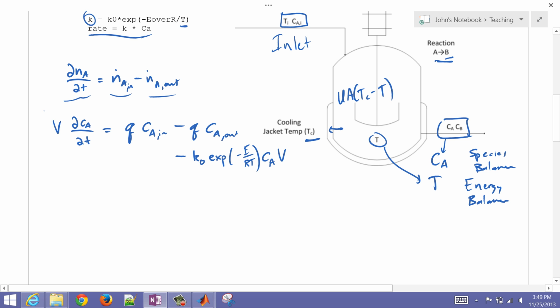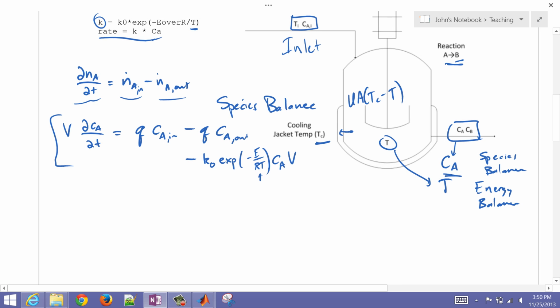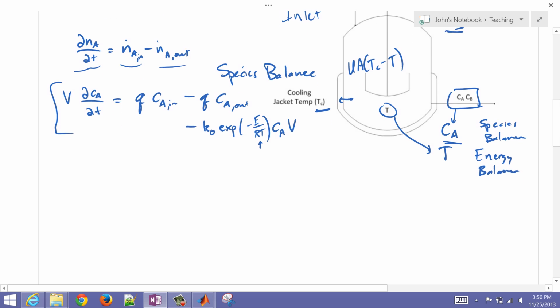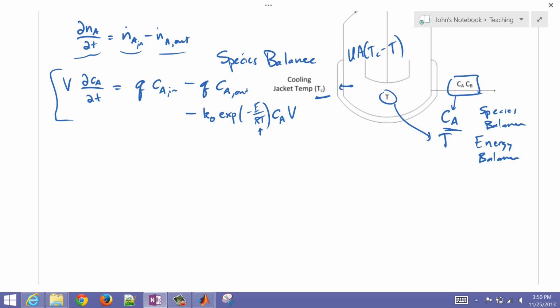Okay, so this equation right here represents the species balance, and it will allow us to be able to calculate the concentration coming out of the reactor. But we also know that the temperature is going to be changing, and that's going to affect it as well. So we actually need to solve two equations together. We'll need to solve an energy balance.